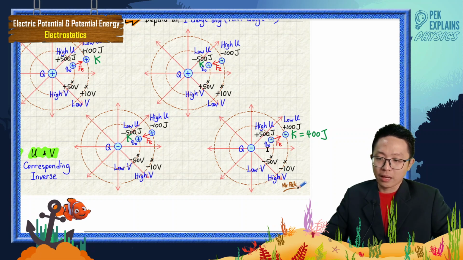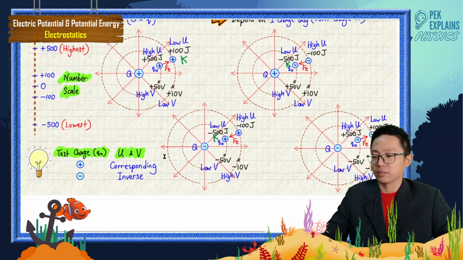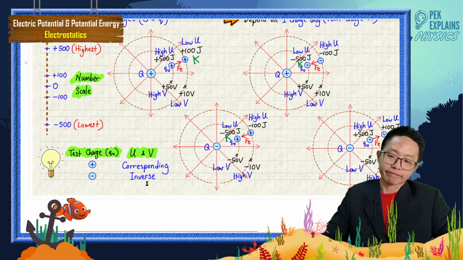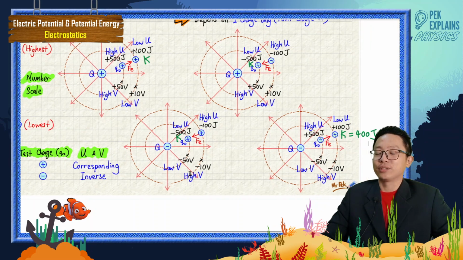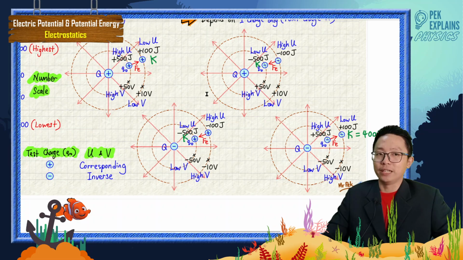You see? Low potential, the negative test charge has high potential energy. High potential, the negative test charge has low potential energy. Low, high, high, low. So it is inverse if the test charge is negative. Okay? So that's the thing I want you to know. These are actually hidden concepts, not taught by many lecturers, but quite important for you to know.